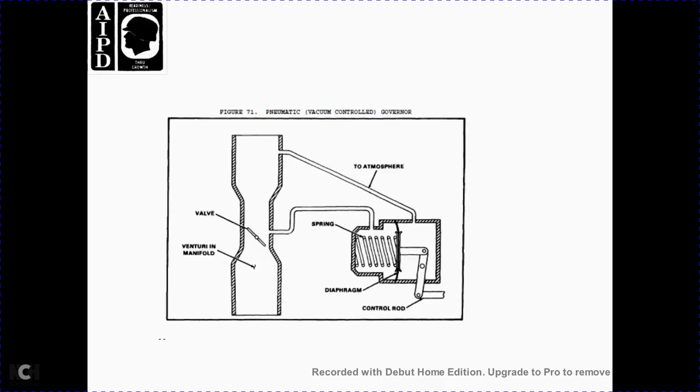Figure 71 shows the pneumatic vacuum control governor, the atmosphere valve, the valve at the intake manifold, the spring, the diaphragm and the control rod.